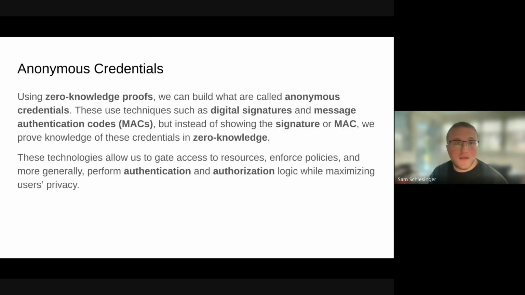Next slide. So anonymous credentials are a body of literature that exists about building these types of signatures that you hold in your possession and you don't reveal in full, but you prove various aspects about. We use techniques such as digital signatures or MACs, like I said before, but instead of showing the signature or MAC, we prove aspects of them in zero knowledge. And these technologies allow us to gain access to resources, enforce policies, and perform arbitrary authentication or authorization logic while maintaining users' privacy maximally in that environment. So like only revealing the information that is required to do that authentication or authorization query.